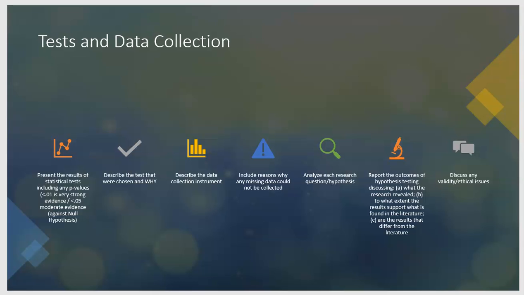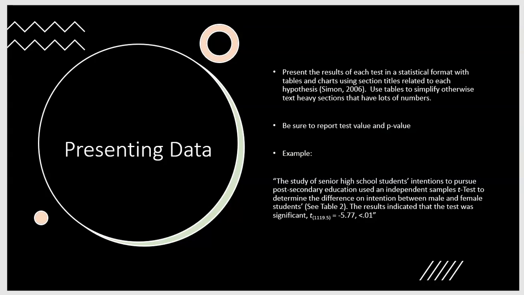Analyze each research question hypothesis by themselves, and report the outcomes of hypothesis testing. Include any validity and ethical issues. Now, when talking about the actual results in statistical presentation, you want to present the results of each test in a statistical format with tables and charts using section titles related to each hypothesis.